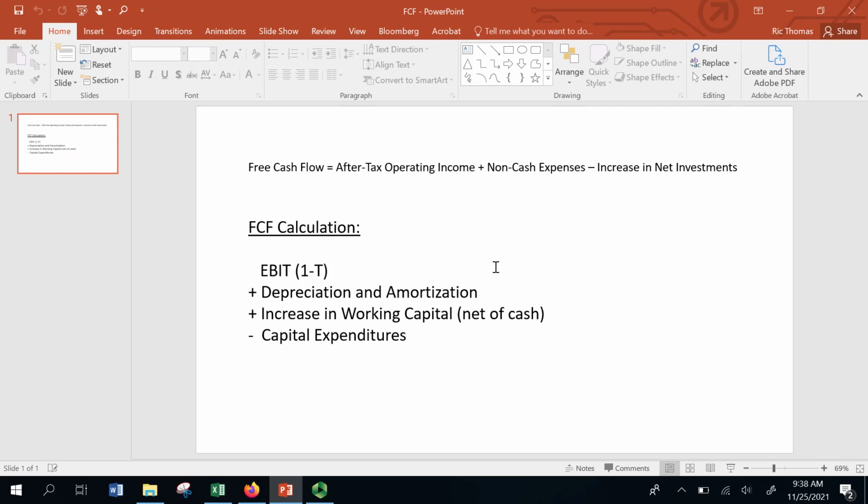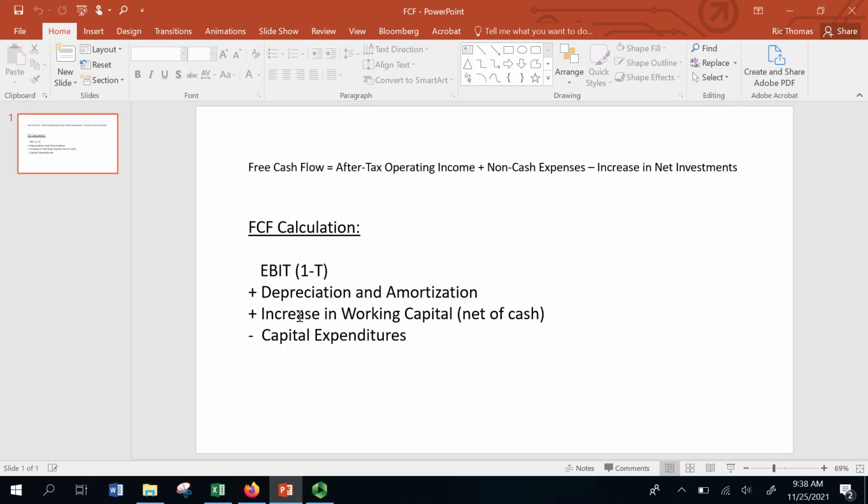Depreciation and amortization are what we call non-cash expenses. So yes, they do lower earnings, so they've been taken out of this E number already. However, it doesn't cause you to write a check, right? They're almost like fictional expenses, where you just lower your income, but it doesn't cause any kind of cash outflow. So we're going to add that back in order to calculate the cash flow generation.